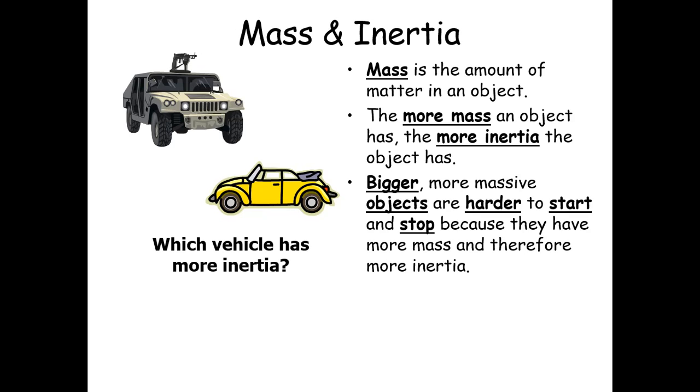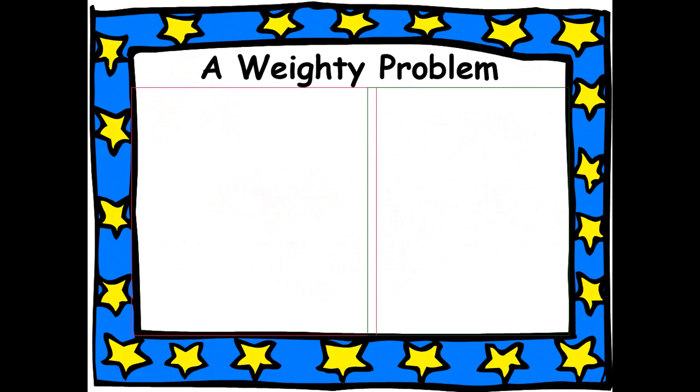So for understanding, mass is the amount of matter in an object. The more mass of the object, the more inertia the object has. Bigger, more massive objects are harder to start and stop because they have more mass and therefore more inertia. See here there are two cars. You can see by yourself and decide which has more mass, more inertia.